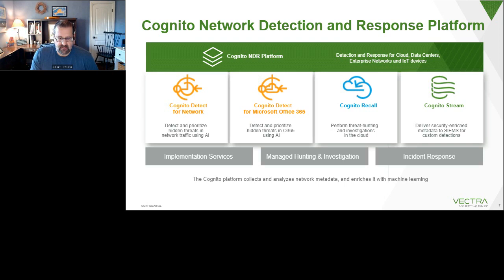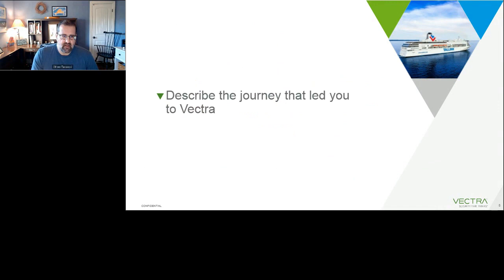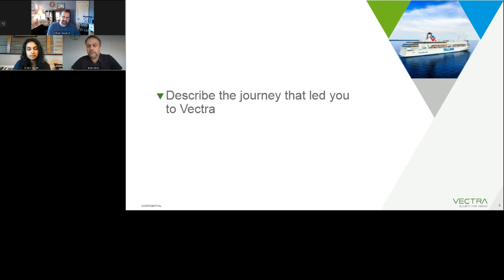So from here, as Sri indicated, we'll have a conversation with Kalev around the journey that they've had with Vectra. And what I'm going to ask Kalev to do to start with is describe the journey that ultimately led them to implementing Vectra in their environment.